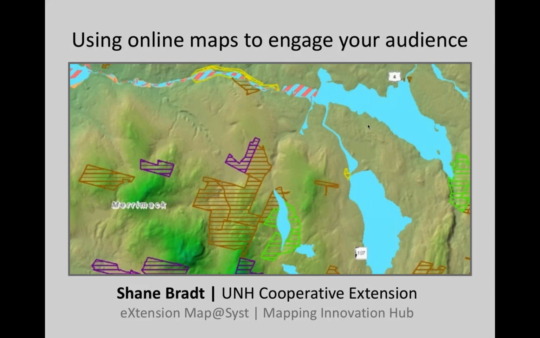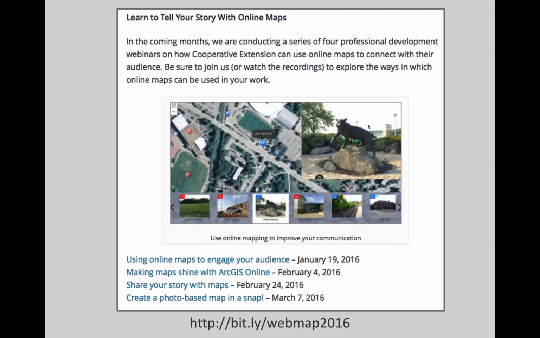So as I stated before, using online maps to engage your audience is probably the overall theme of a lot of the work that people in Map Assist, and also folks who use mapping in cooperative extension, are looking at. This is meant to be a very basic introduction to why you might want to use online mapping, and to look very briefly at a few different examples of how online maps can be used or created. In the future, there will be more webinars on these specific topics.